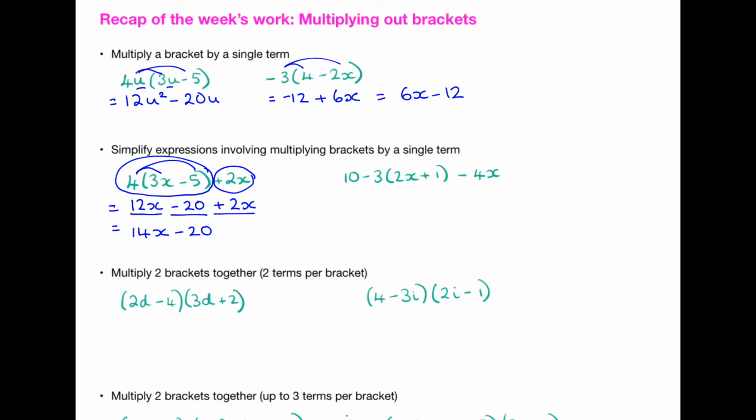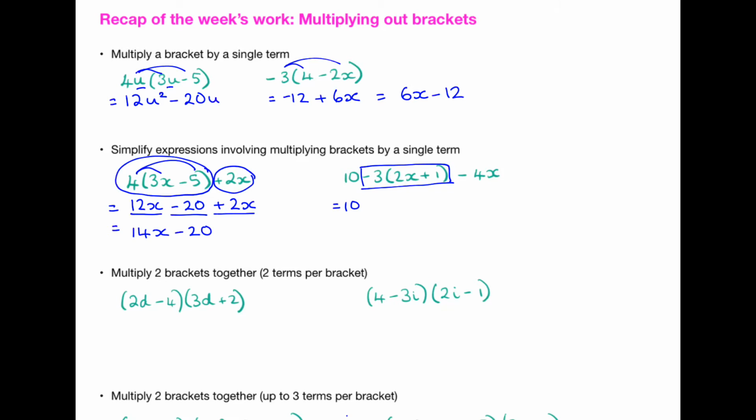Okay, the next one. This is what we need to multiply out. So the 10 stays at the beginning, and the minus 4x is going to stay at the end. Now we're going to multiply out this bracket.